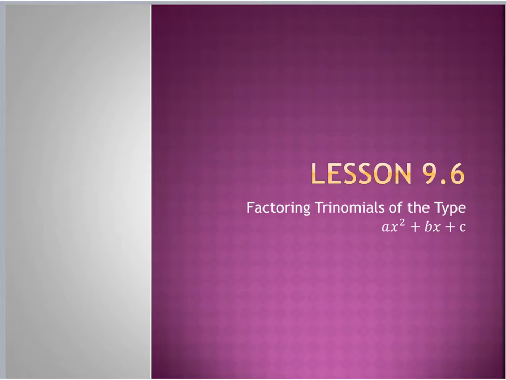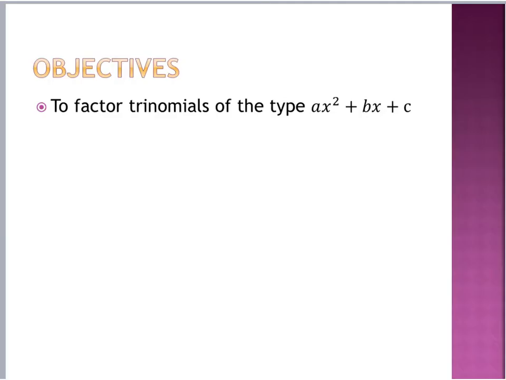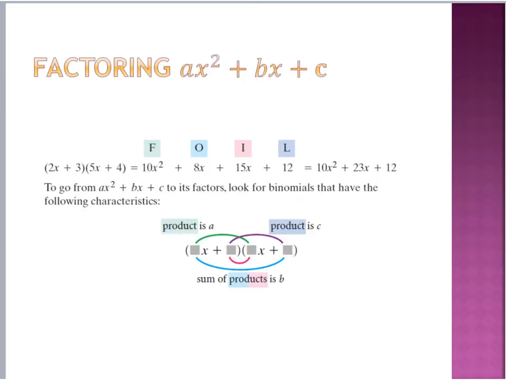This section can be kind of fun too. So as I mentioned before, we are looking at factoring trinomials of the type ax squared plus bx plus c. So the key difference is that we are going to have a coefficient or a number in front of our x squared term now, whereas in section 9.5 we did not. Now I did grab this image from your book because I think it does do a good job at showing you again where all of the pieces are coming from.